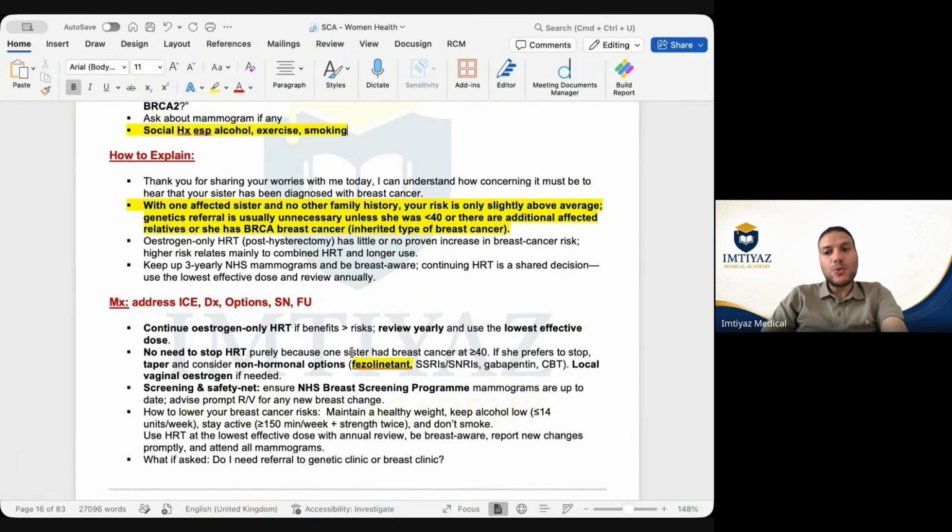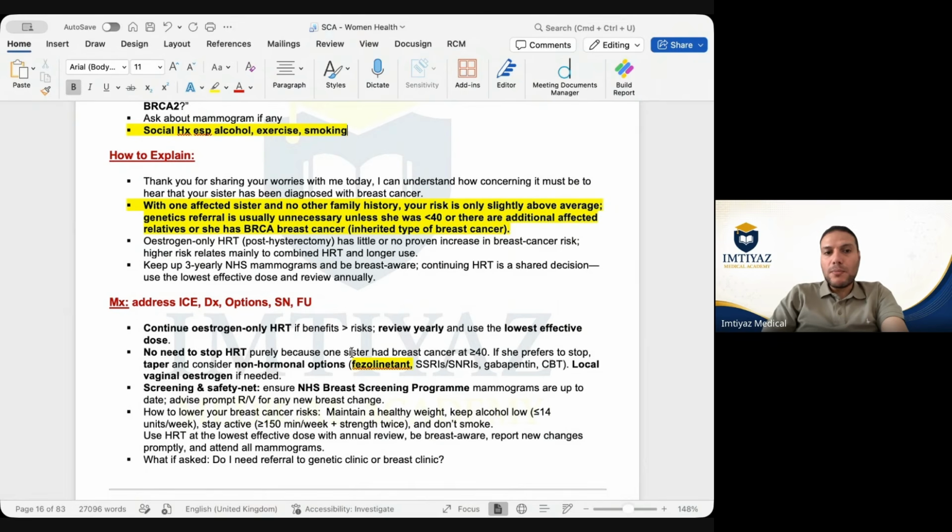So unless she was less than 40 years old at the time of the diagnosis, or there are additional affected relatives, or she has an inherited type of breast cancer. If she does have any of this, yes, I agree with you. We can refer you to the genetic clinic or breast clinic. Estrogen-only HRT has little or no proven increase in the overall breast cancer risk compared to the combined HRT.